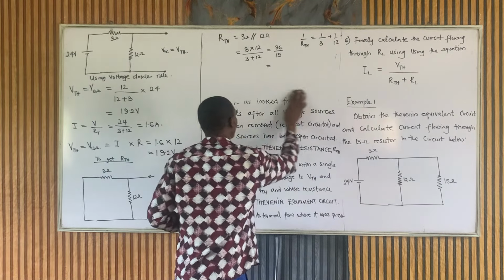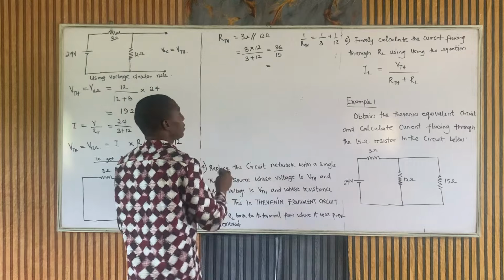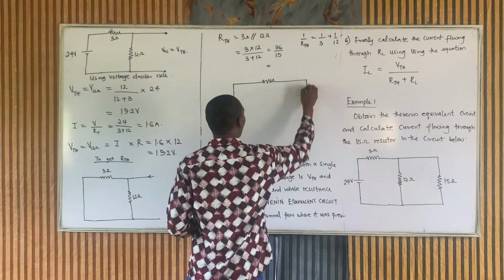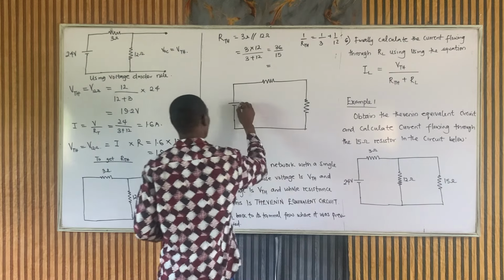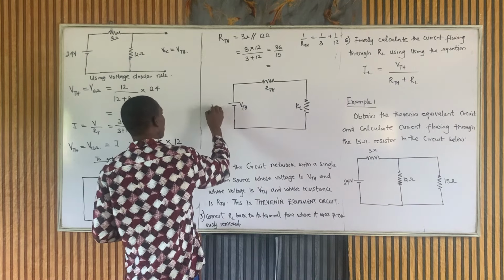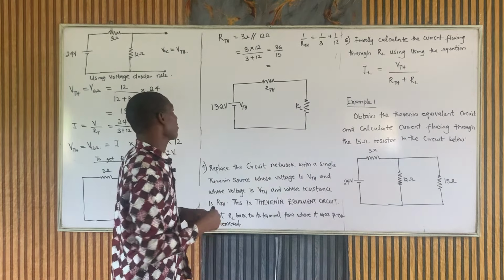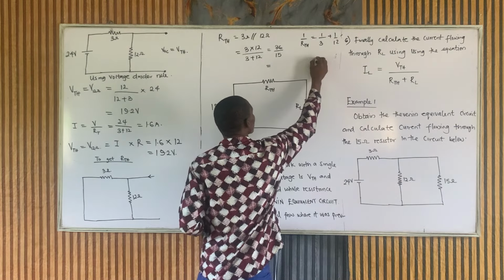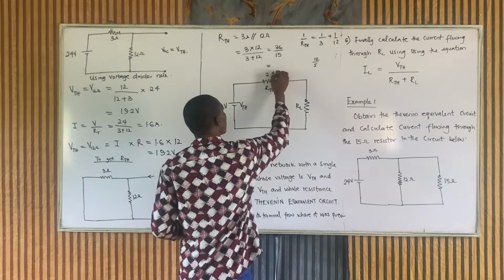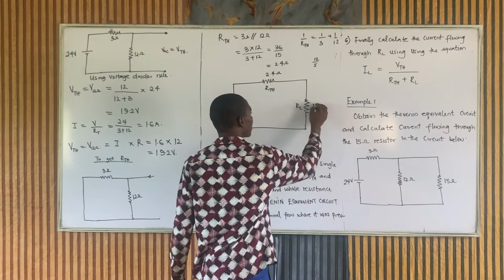Now, the last thing to do is to draw our Thevenin. That's step 4. Draw our Thevenin equivalent circuit. So the Thevenin equivalent circuit looks like this: our VTH, our RTH, and our load resistance. So our VTH, we got that to be 19.2 volts. The next thing now is to get our RTH, which is 36 over 15. This should give us 12 over 5, which should be 2.4 ohms. And then our load is the one we removed initially, which is 15 ohms.